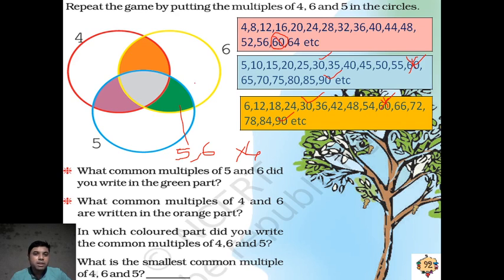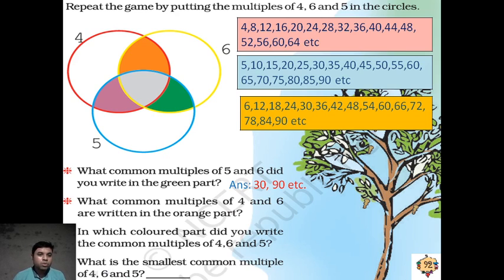Why? Because the green part is outside of the red circle. So write 30 and 90. Is it clear, my dear students? If you do not understand, just rewind the video and see it, very easy.